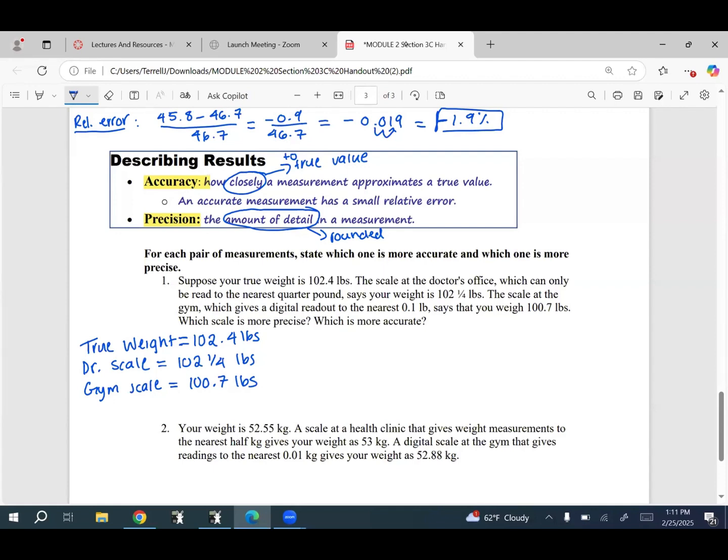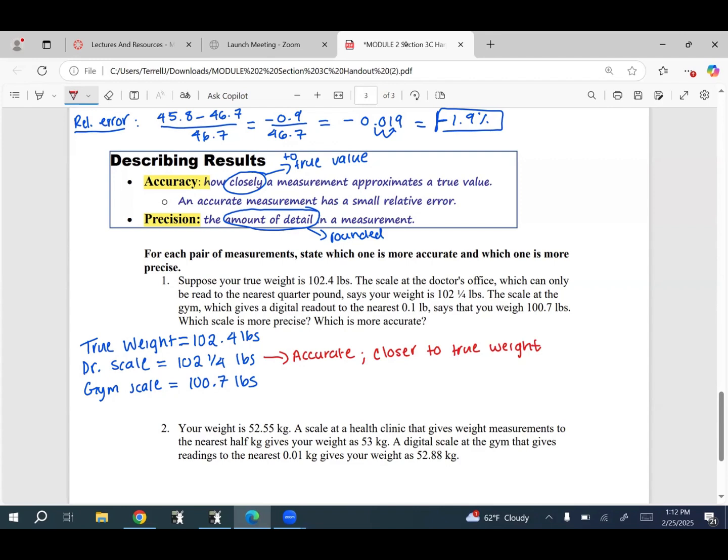So think about what accurate means. Let's address that first. Accurate, we're looking at which result is close to the true value. So looking at both gym and doctor scale, which one is closer? 102.25 is closer to 102.4, so this would be considered accurate. And I'm just going to put here closer to true weight. That is how you determine which is accurate, which one is closer to the true weight.